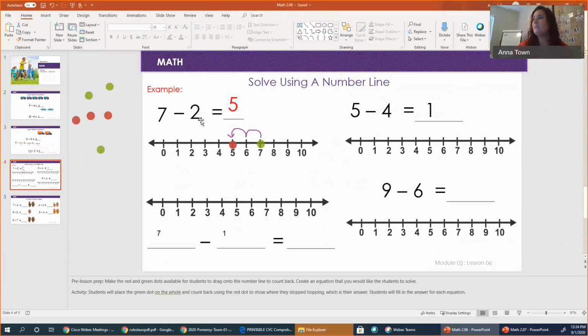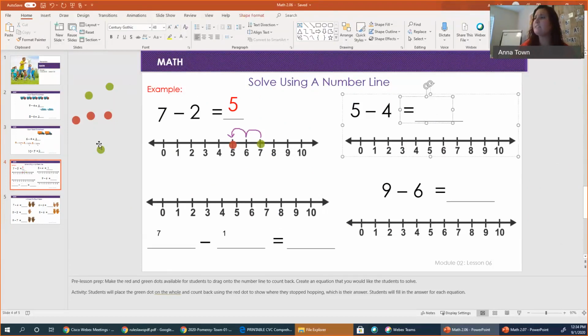What we do, our example here is 7 minus 2 equals 5. So they took a green dot because we're starting at 7, and then they hopped 1, 2 times backwards. We always go backwards when we're subtracting because our answer cannot be bigger than the one we start with. So we start with 1 jump, 2 jumps backwards, they landed on 5, and that's how they got the number 5.